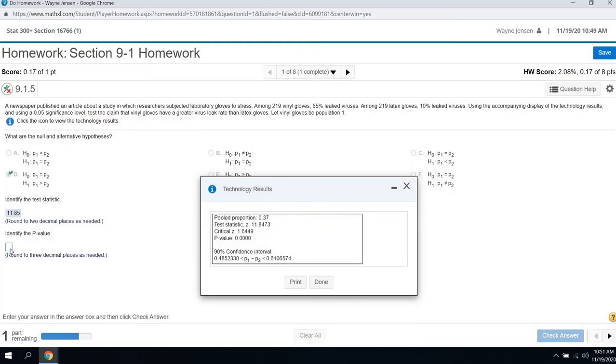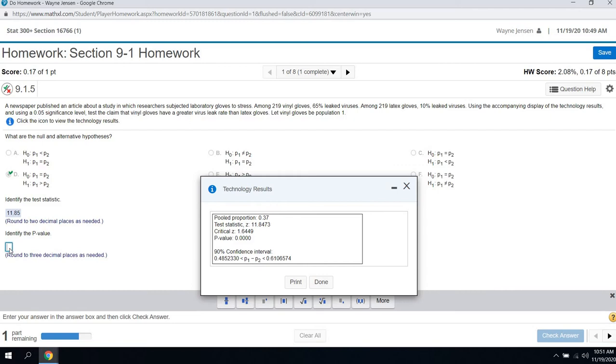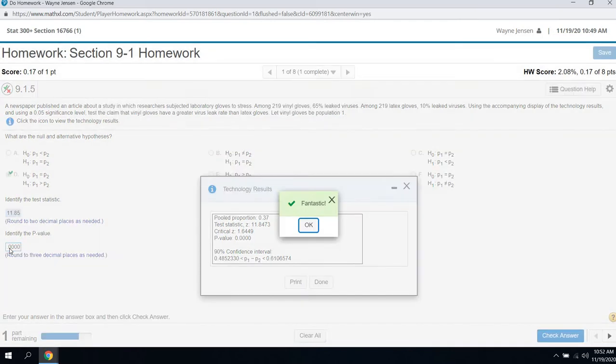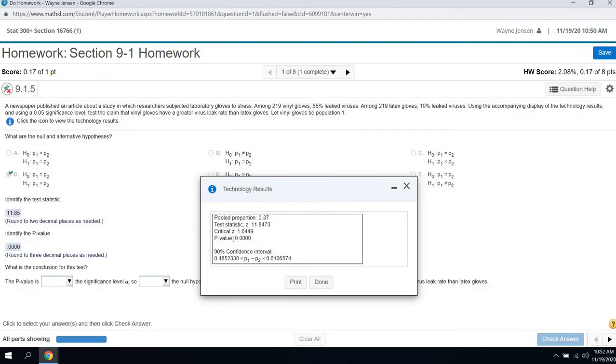Identify the p-value. Now they want it to only 3 decimal places. Let me check if I put in 4, like it has. Okay, it took it, but I didn't think it would. We should round to 3 decimal places. Now we know why that's so low. It's low because 11.84 standard deviations away is super far away.